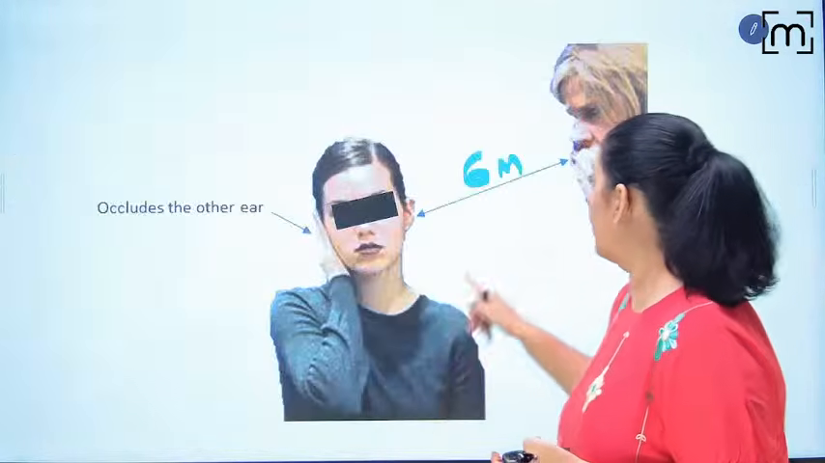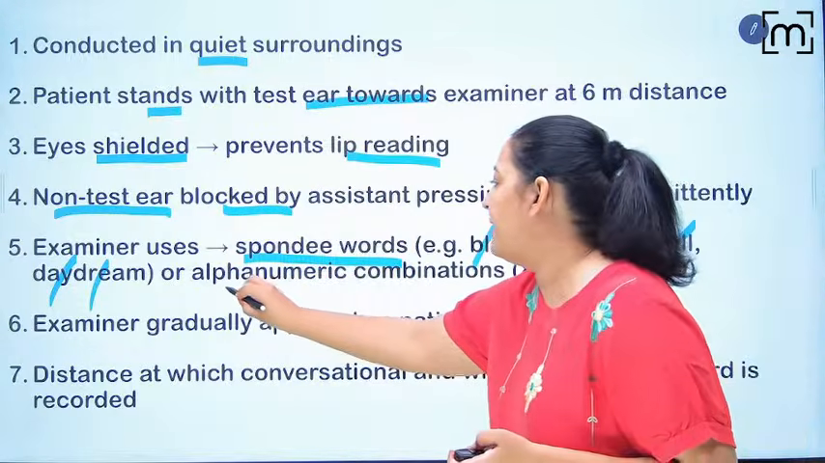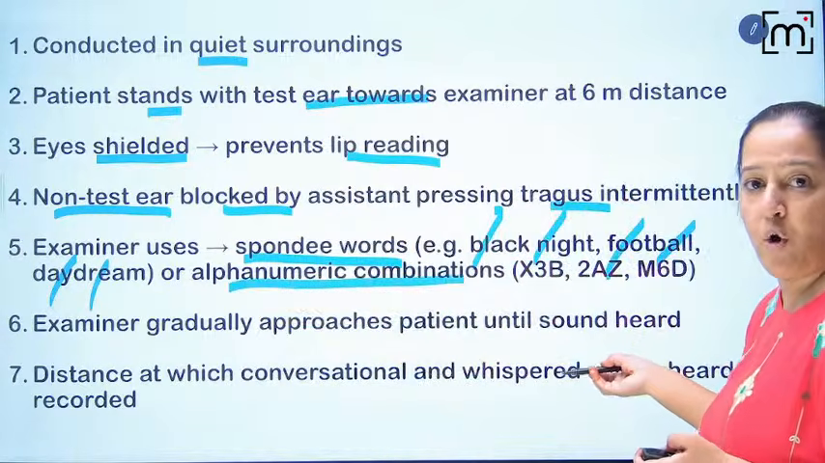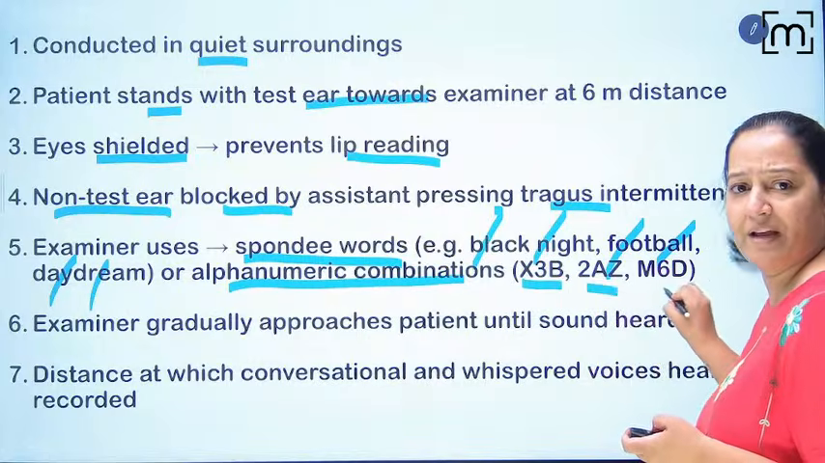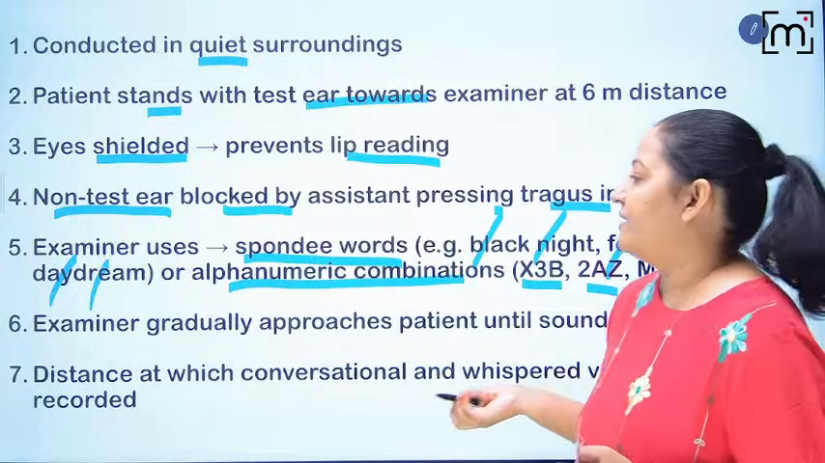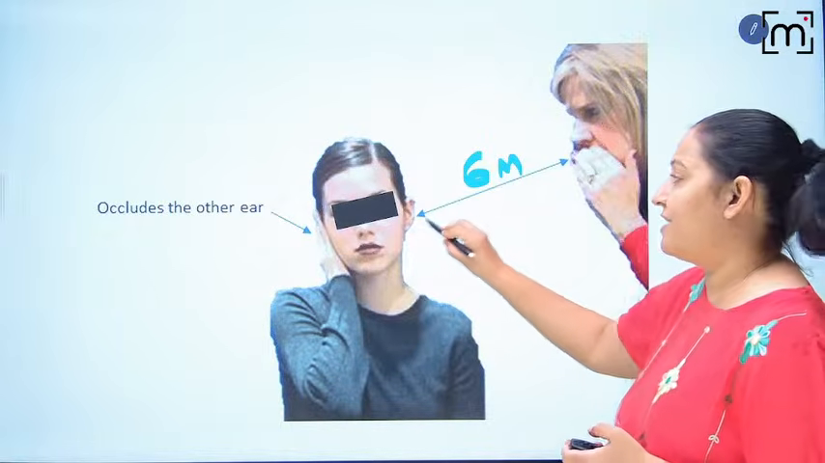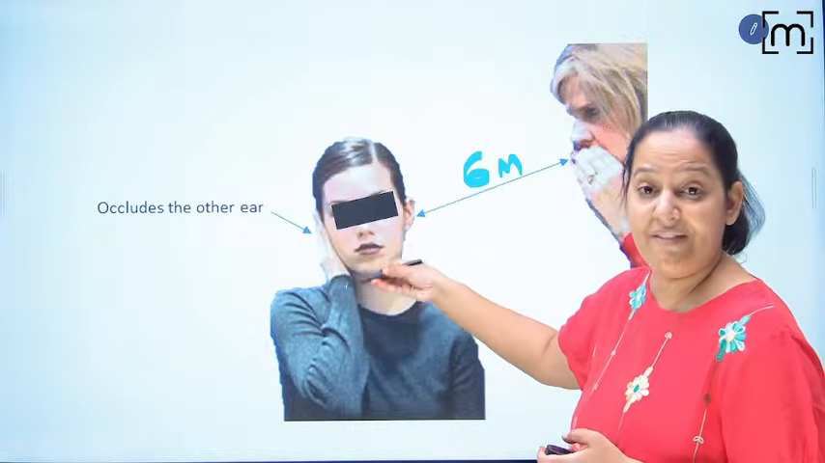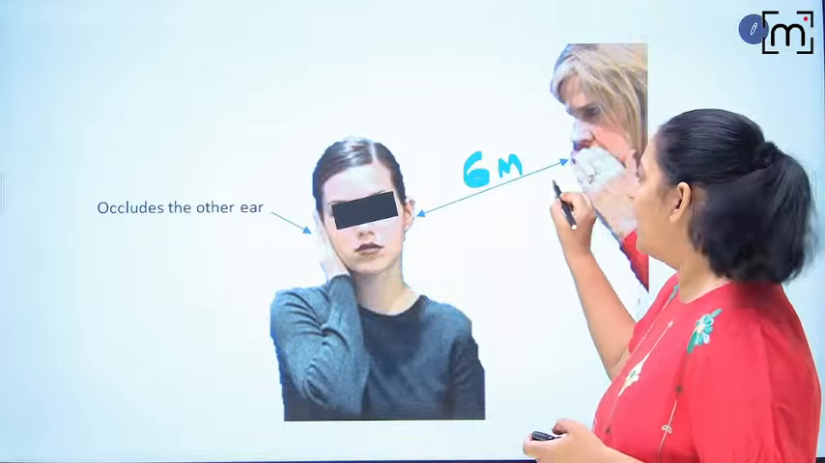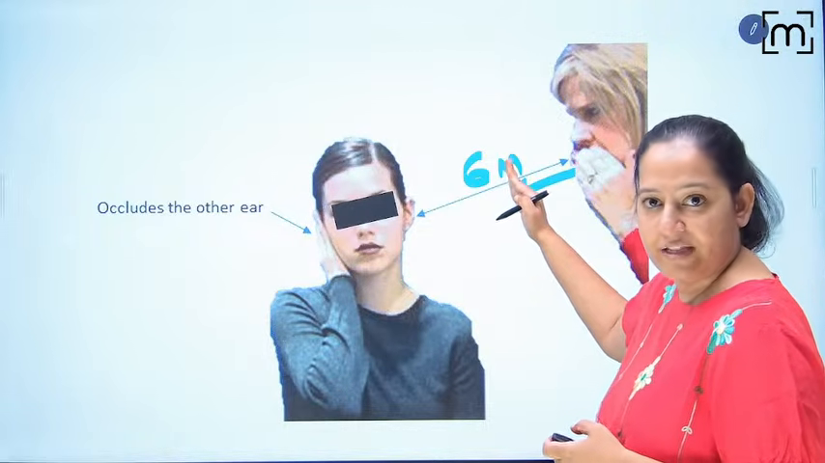So you speak spondee words at a distance of 6 meters, or some alphanumerical combinations, like x3b, 2az, like that. Examiner, you gradually start talking like this, and ask the patient to repeat it. See whether the patient is repeating it correctly or not. Otherwise, move closer. Then again start speaking the spondee words.